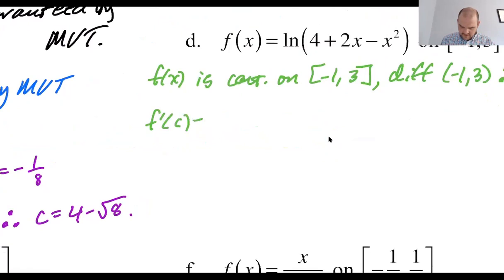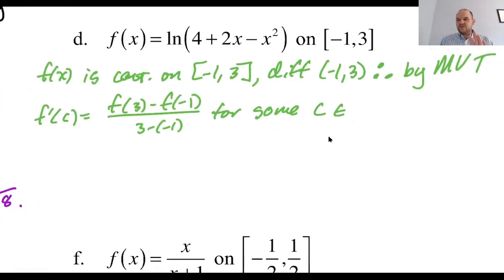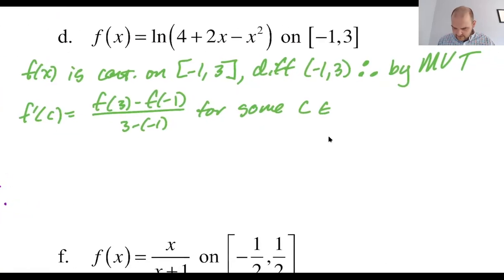F prime of c equals f of 3 minus f of negative 1 over 3 minus negative 1. Now, some people like to find this value so they can write it down on here. I'm not going to do that, well, for this function, for sure. And you'll see as we go, our method will evolve as the problems become a little more detailed.